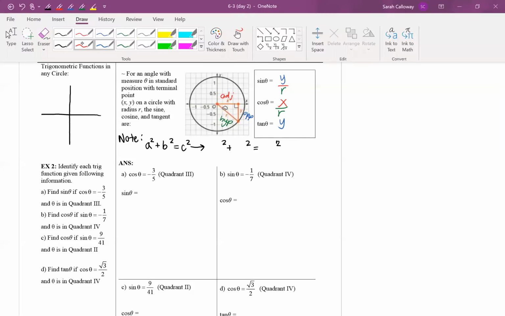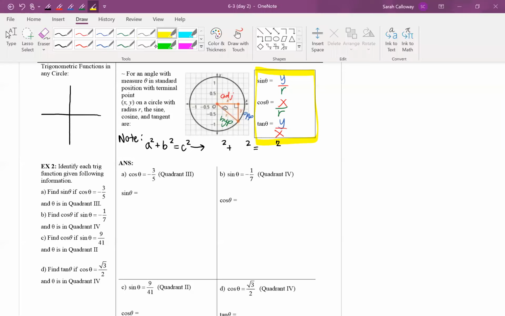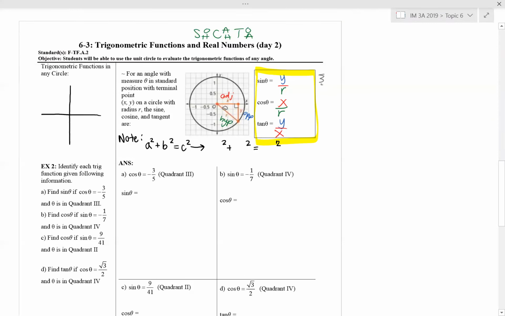So from what we learned in day 1, tangent is the same. So when my circle is not a unit circle, these are the formulas that we're going to use. Again, you will need to know these for your quiz, so make sure that you memorize them. Ultimately, if you just memorize these and then remember that the radius of the unit circle is 1, then they really are the same equations as we talked about last time.